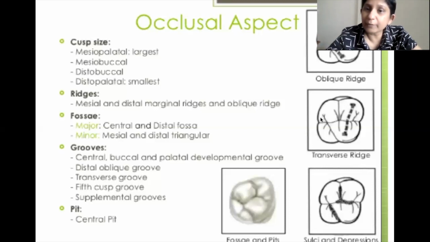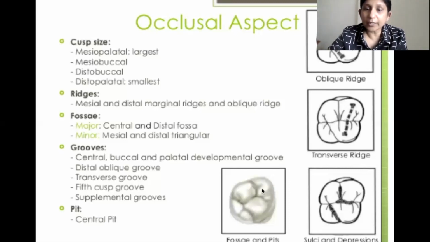So let me first explain what the mesial and distal triangular fossae are. Now we all know that this is the mesiopalatal cusp. So if this is the mesiopalatal cusp, this has to be the mesial marginal ridge. So this fossa, which is adjacent to the mesial marginal ridge, is called the mesial triangular fossa. And just on the opposite side, we have the distal marginal ridge. The fossa which is just adjacent to the distal marginal ridge is called the distal triangular fossa. So we have two minor fossae, the mesial triangular fossa and the distal triangular fossa.